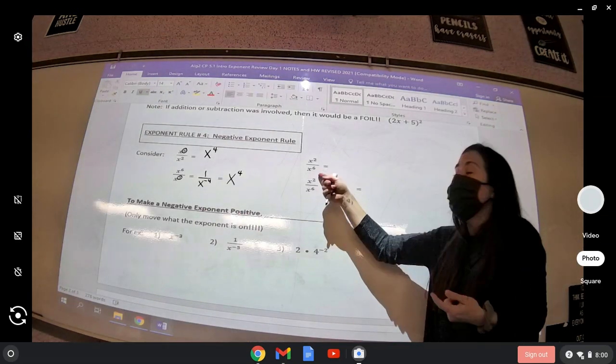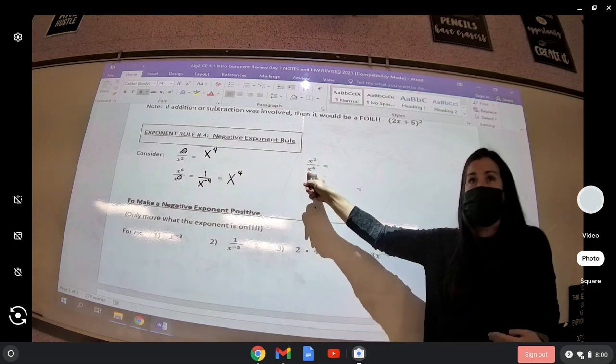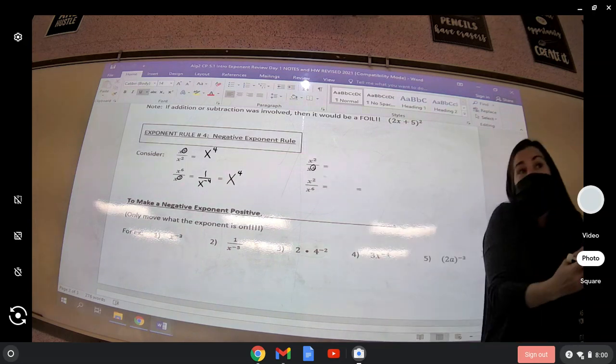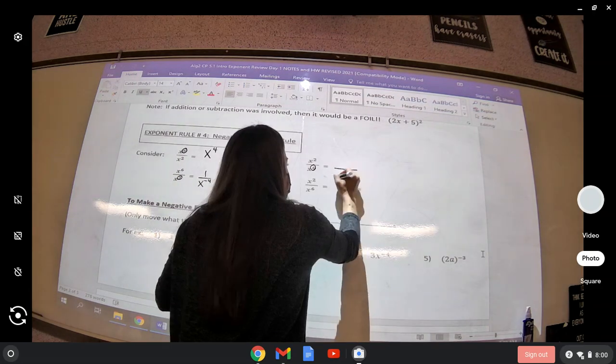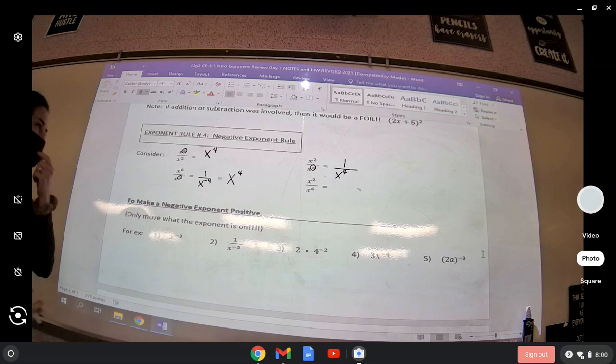So same thing. I know that when I do this problem, if it was the reverse, x squared divided by x to the 6th, I know I should take the big exponent minus the little one, get 4, get a positive exponent, and put it back on the bottom where the bigger one was, right? So now I'm left with 1 over x to the 4th.